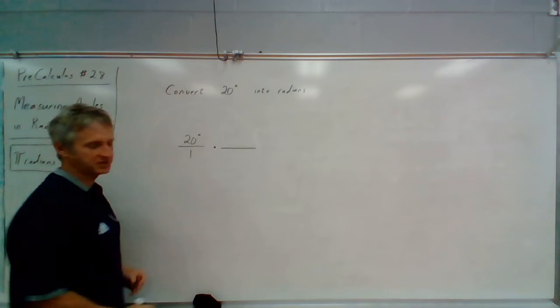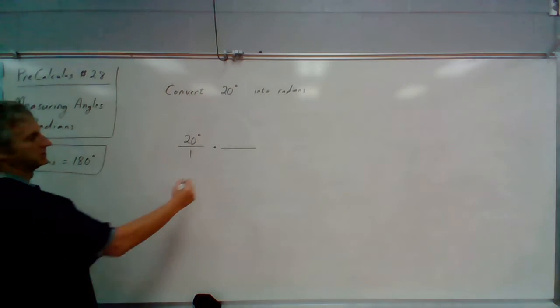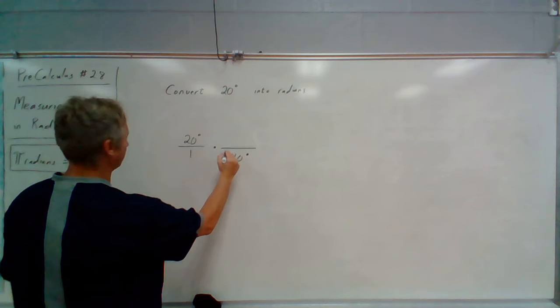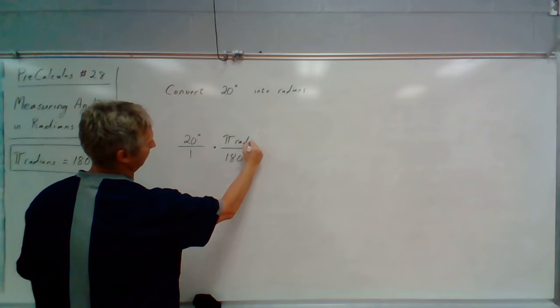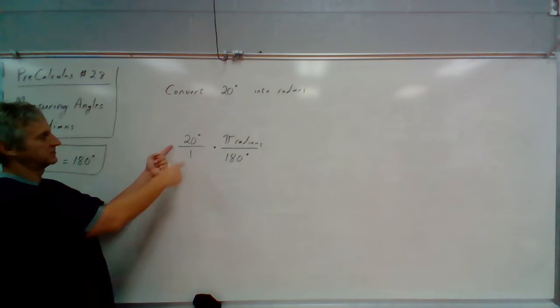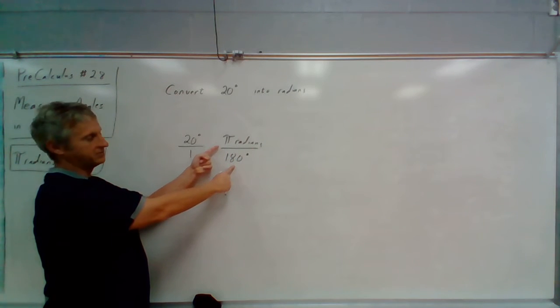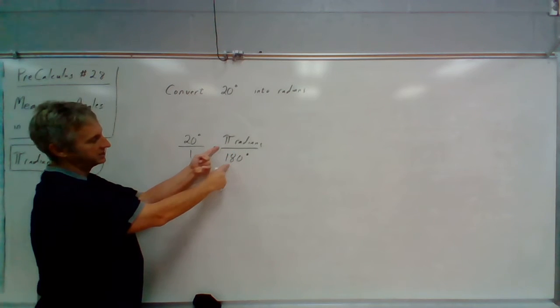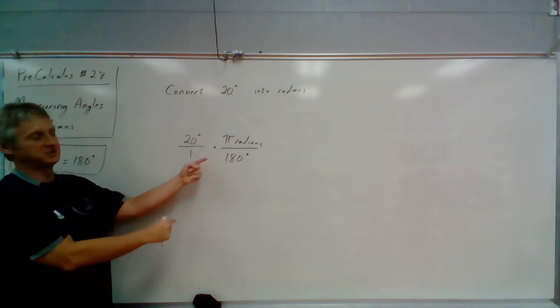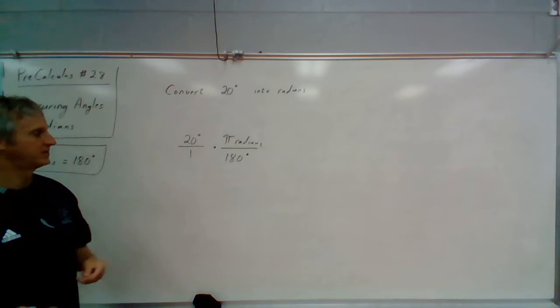But I'm going to multiply by a special 1 using this conversion factor. So these two are equal. Pi radians is equal to 180 degrees. If I divide anything by itself, I just get 1. So if I multiply by pi radians over 180 degrees, I'm not changing this. This is still 20 degrees because all I'm doing is multiplying by 1. The numerator is equal to the denominator. Anything divided by itself is just 1. I'm not changing this 20 degrees at all. I'm just going to rewrite it.